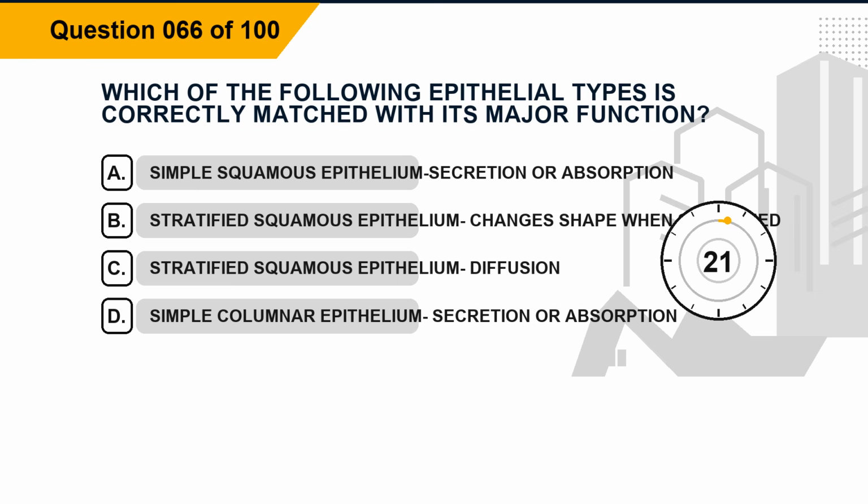Question 66. Which of the following epithelial types is correctly matched with its major function? Option A, simple squamous epithelium, secretion or absorption. Option B, stratified squamous epithelium, changes shape when stretched. Option C, stratified squamous epithelium, diffusion. Option D, simple columnar epithelium, secretion or absorption.